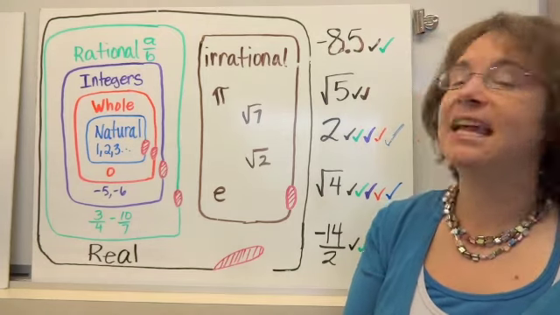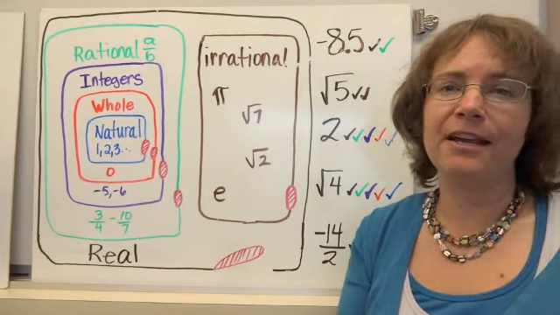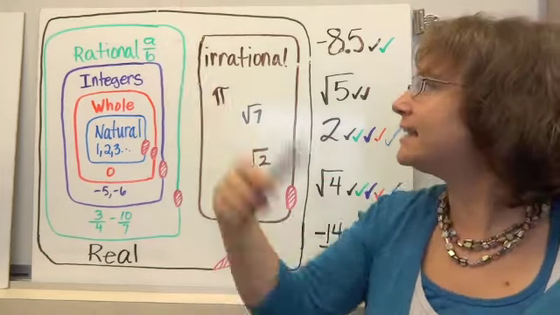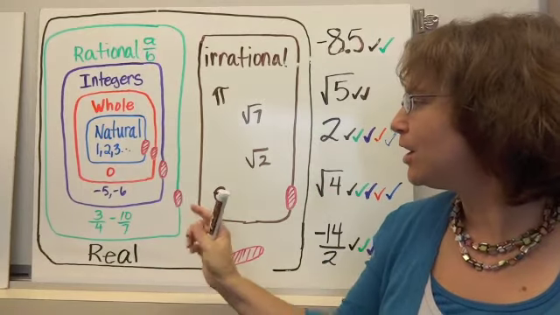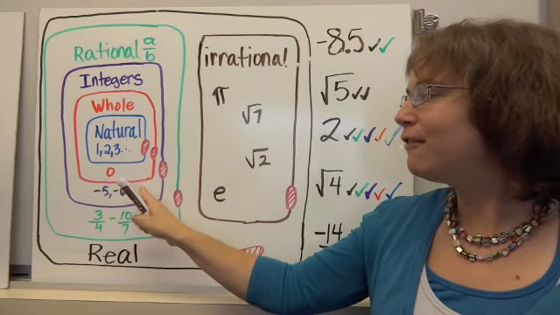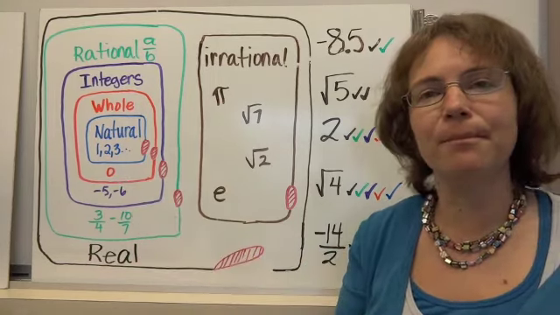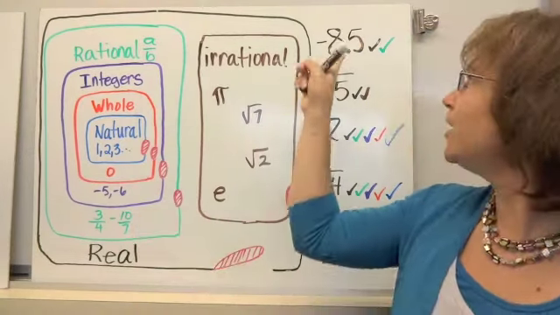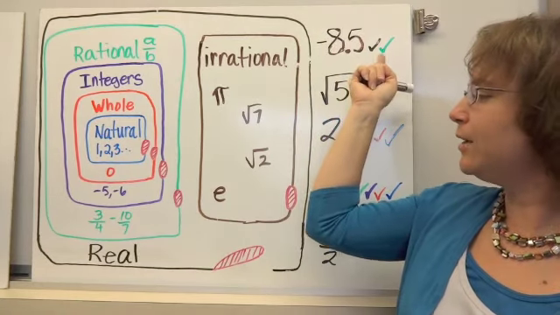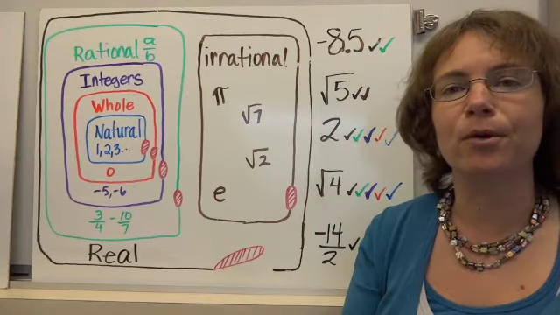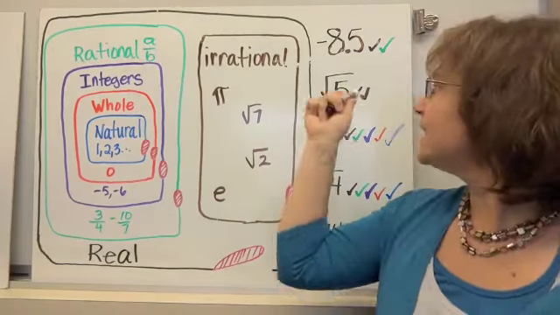That's the same as negative 8.5, or negative 17/2. So we can write it as a over b. B is not 0, so we're going to let it go through that door. But it's got a fractional part, so it cannot be an integer. Anything that's an integer cannot have a fractional part. So negative 8.5 is a real number, which my black check mark represents, and is also a rational number with the green check mark.